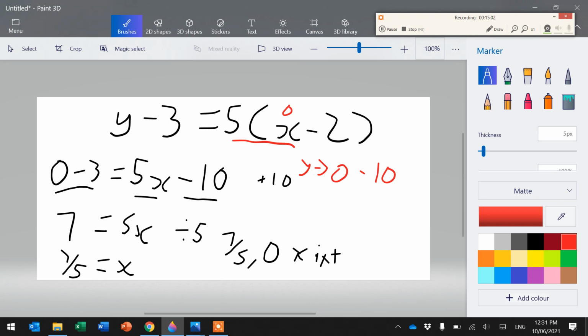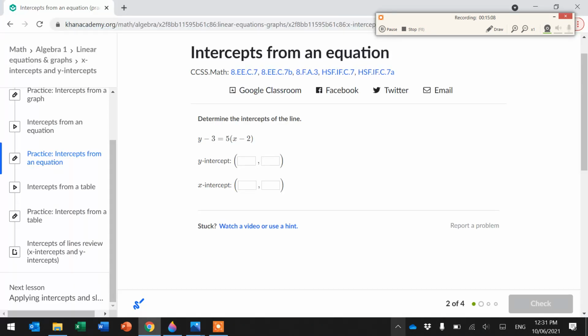It's so difficult to actually do this properly. Either way, we'll write the first one in anyways: 7 over 5 and 0. That way we can clean our palette. That's the x-intercept.